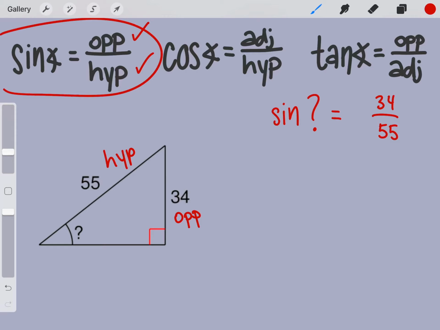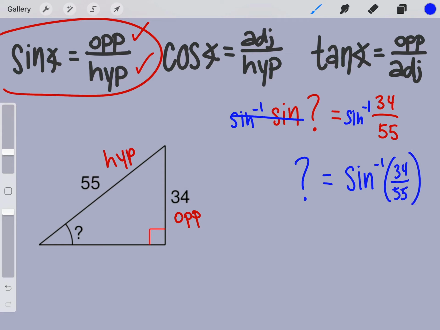Now, let's get solving. How are we going to isolate question mark, get question mark all by itself? We're going to take the inverse sine of both sides, because that will cancel out the value of sine, leaving us with just question mark. And then this side is just the inverse sine of 34/55. Okay, now go over to Desmos and calculate the inverse sine of 34/55 rounded to the nearest tenth.